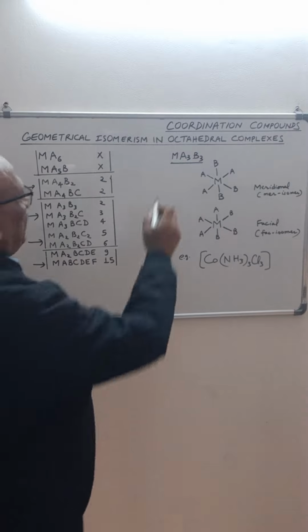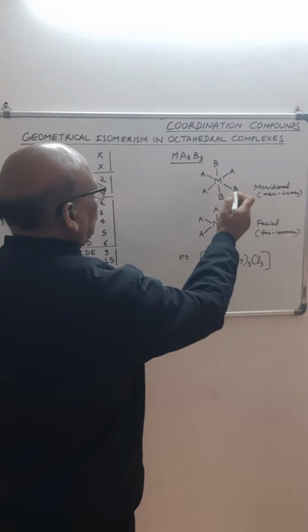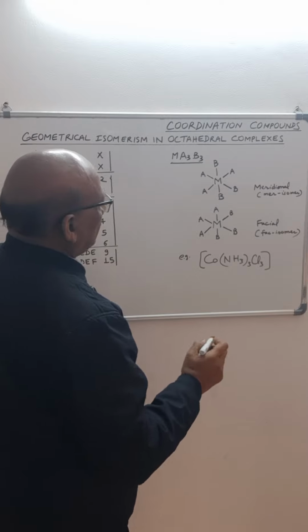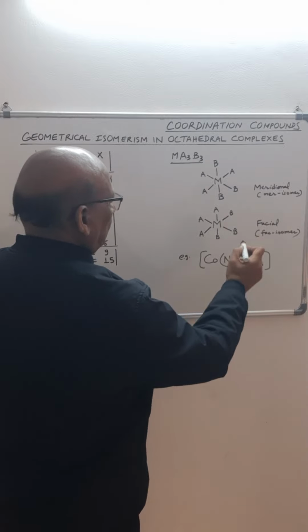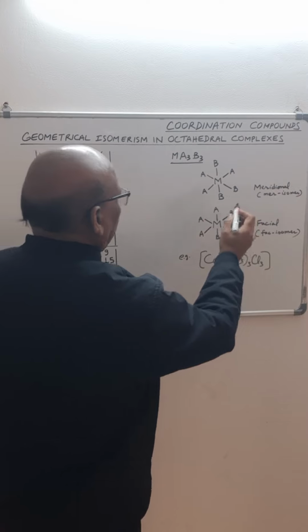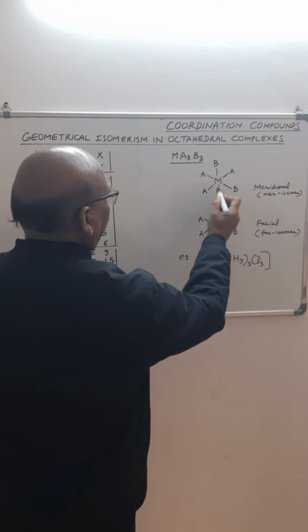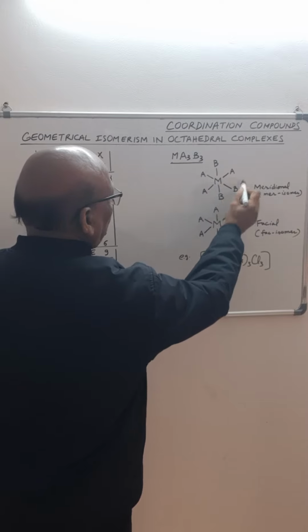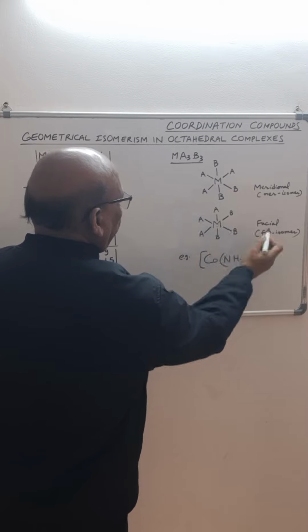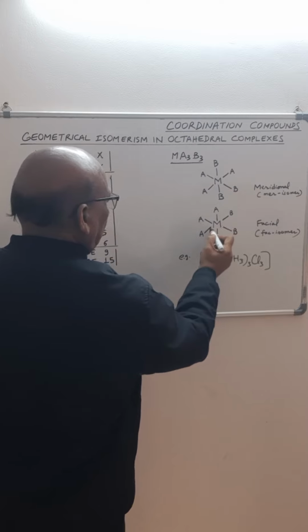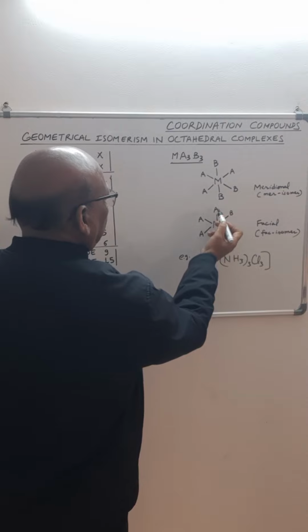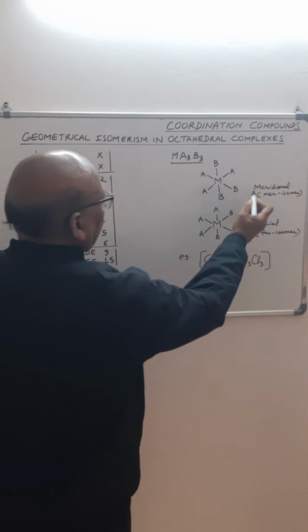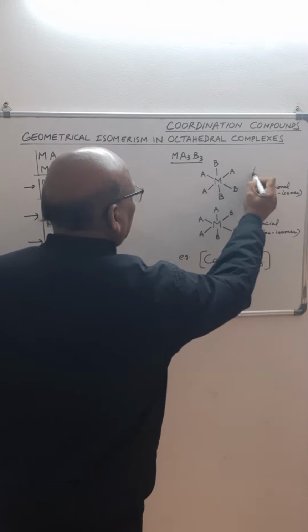Now Ma3B3 is a special case because it shows 2 types of geometrical isomers. They are called meridional isomers and facial isomers. So meridional isomers are those isomers which have 3 identical ligands like AAA. These 3 A's are present in the equatorial plane. And in case of facial, the 2 A's are present in the equatorial plane and 1 A is present in the axial plane.